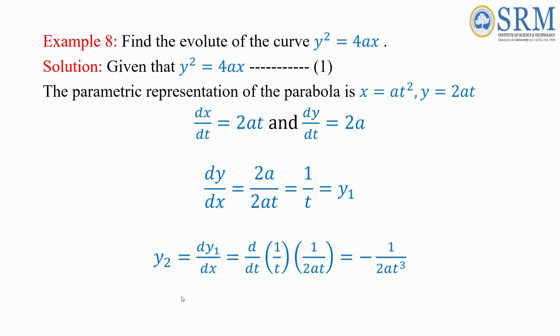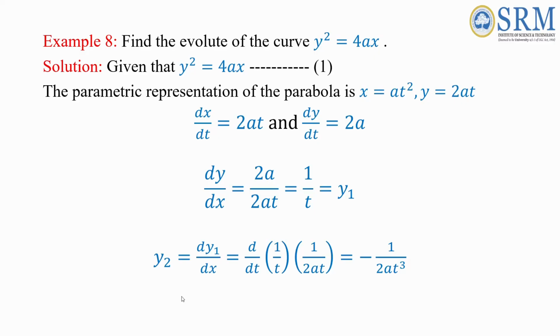Now, let us see this next example. Find the evolute of the curve y square equal to 4ax. For this, we have to assume the parametric form of the parabola y square equal to 4ax.